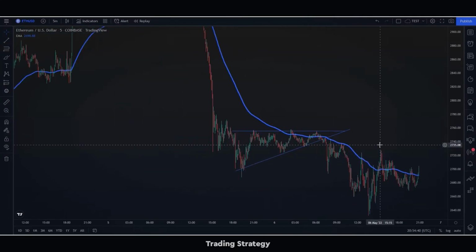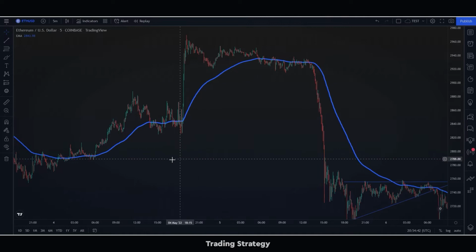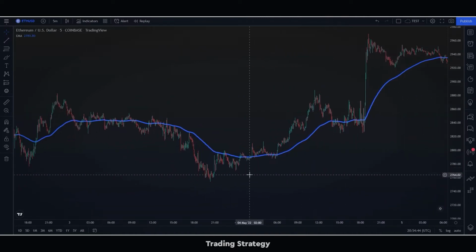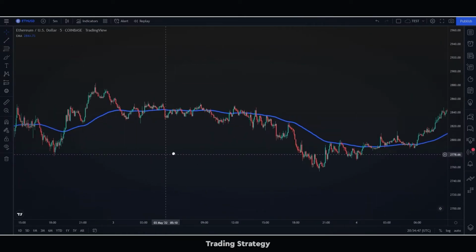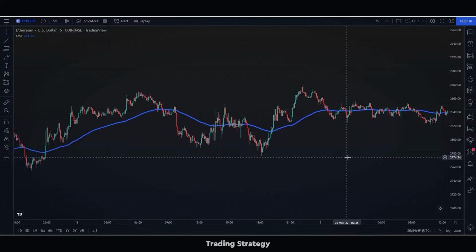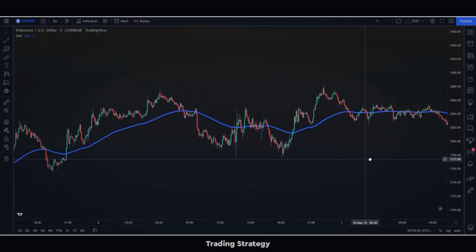Once we have selected the financial asset to trade in the time frame, the next thing to do is look for triangles. As I showed you earlier in the images, there are many types of triangles: ascending, descending, and symmetrical.